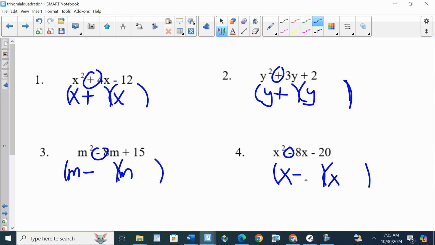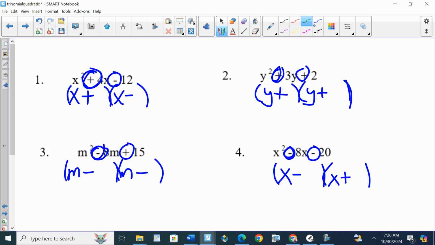For the second sign, we are multiplying the signs. A positive times a negative is a negative. A positive times a positive is a positive. A negative times a positive is a negative. A negative times a negative is a positive.